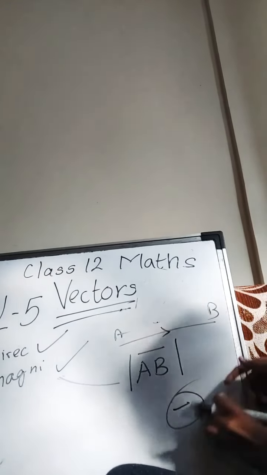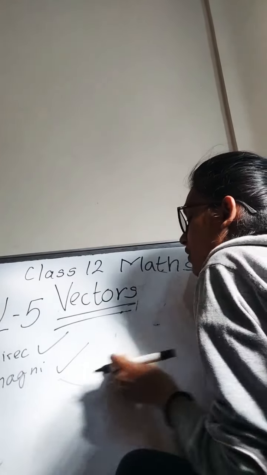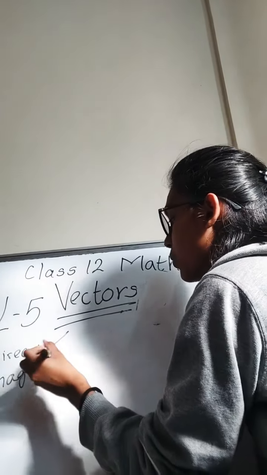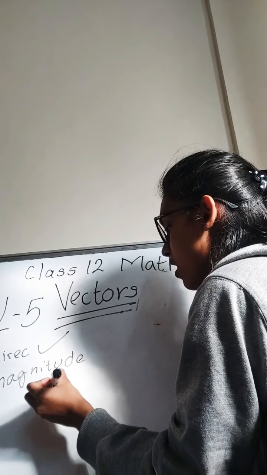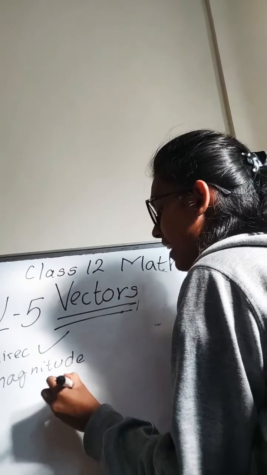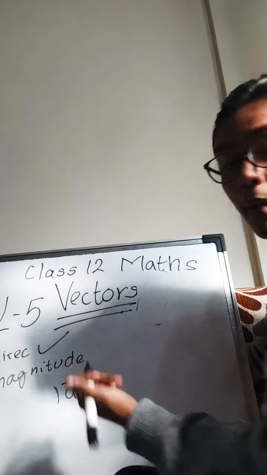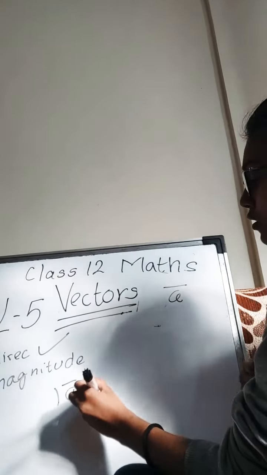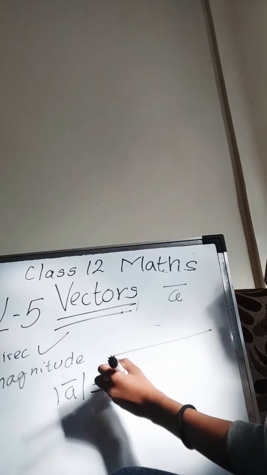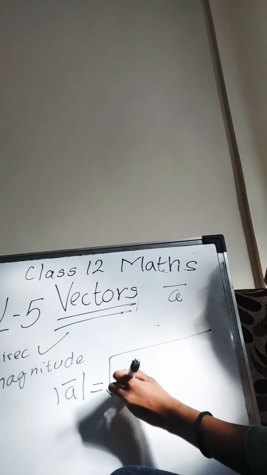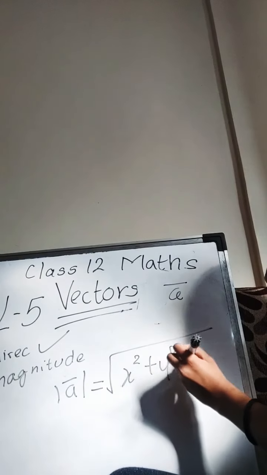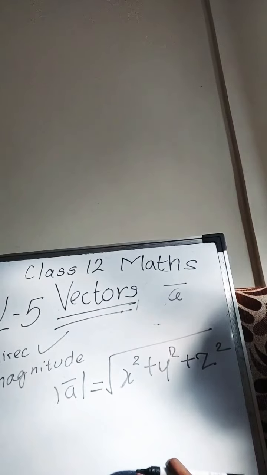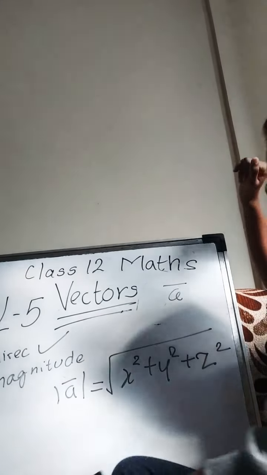Now for question solving, you must remember the formula of magnitude. Suppose I write this is the magnitude of the earlier A bar vector. So the magnitude is root x square plus y square plus z square. This is your magnitude for that particular vector.